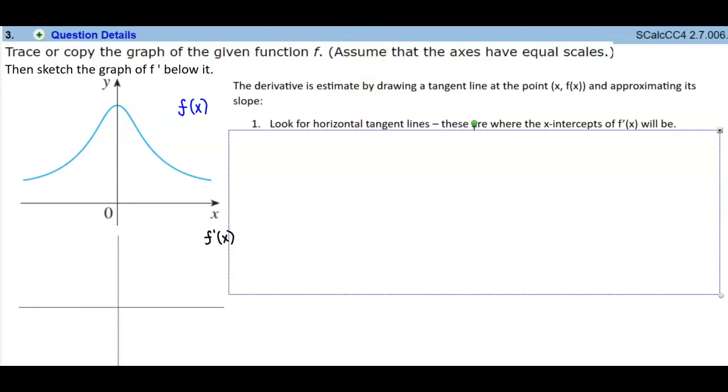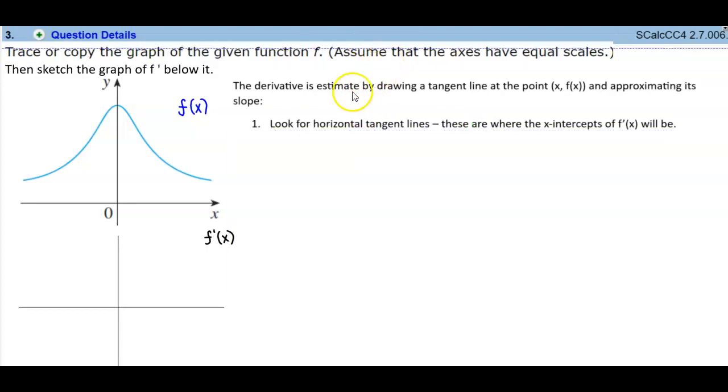So the first thing you want to do is look for horizontal tangent lines, and these are where the x-intercepts of the derivative function will be. Here we can see that there's one horizontal tangent line, and that represents that the slope is equal to 0. That tells us where the x-intercept is on the derivative function. So let's go ahead and do that.